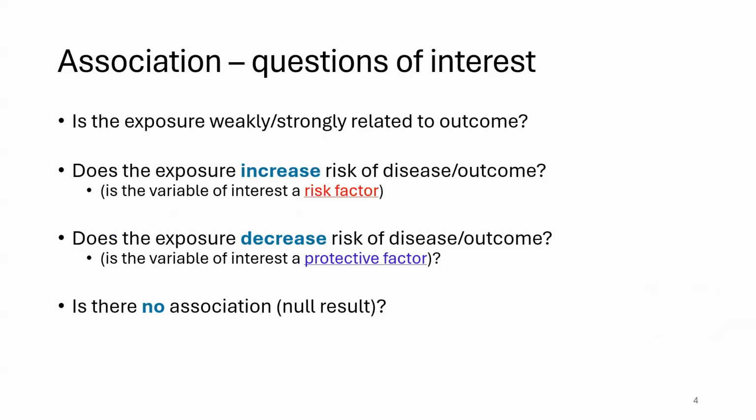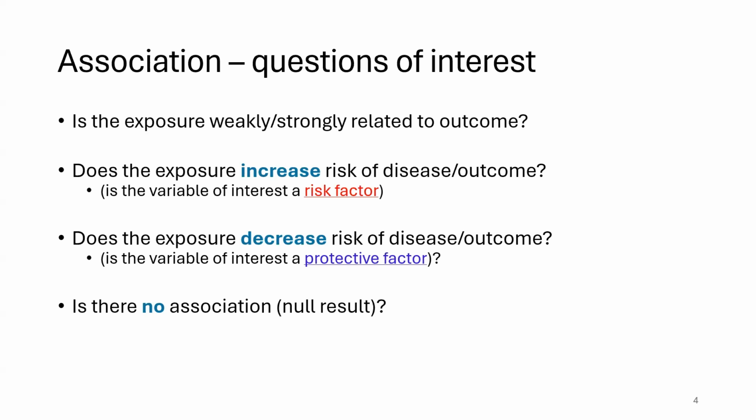When we look at measures of association, we're seeking to answer questions about the relationship between an exposure and an outcome. Is the exposure weakly or strongly related to the outcome? Does the exposure increase the risk of a disease or an outcome? Is it a risk factor? Think of something like sunlight or radiation and its relationship to the development of skin cancer. More exposure to sunlight or radiation could be a risk factor.